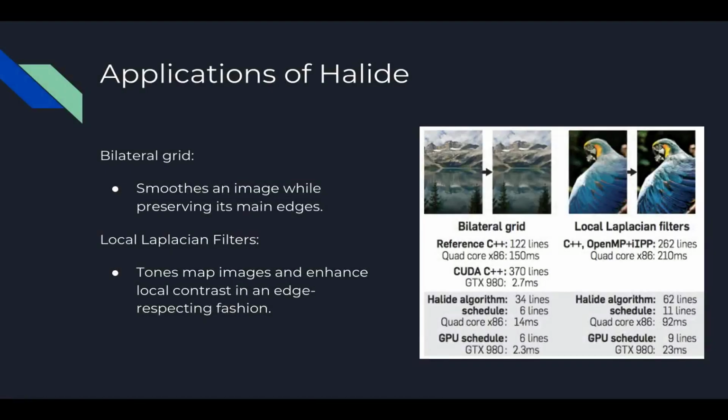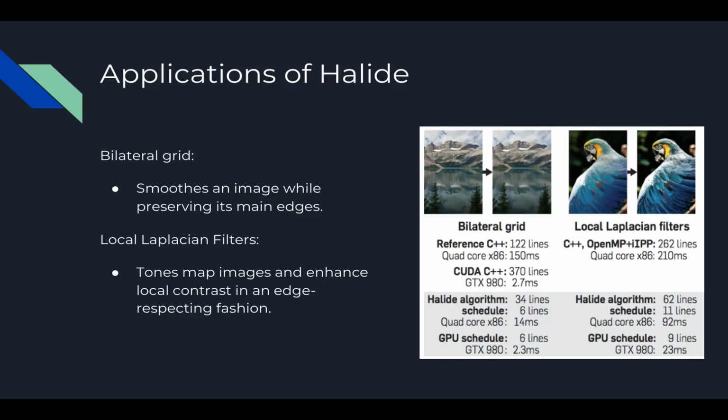Halide has been compared with the equivalent fastest codes for some applications, and it goes more concise and faster than them. One application that Halide has been applied to is bilateral grid, which smooths an image while preserving its main edges. It goes much faster than the equivalent C++, and the lines of code used were fewer.